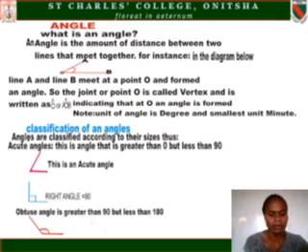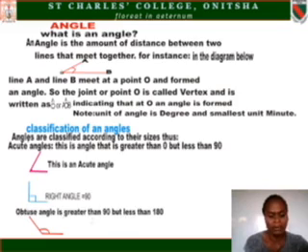Classification of angles. Angles are classified according to their sizes. Thus, 1. Acute angles. This is an angle that is greater than 0 but less than 90 degrees. You will see the diagram of the acute angle. 2. Right angle, which is equivalent to 90 degrees. When you compare the acute angle and the right angle, you will see that the space of the gap between the two lines of the acute angle is smaller than the one of the right angle. The space of the right angle is wider than the one of the acute angle.